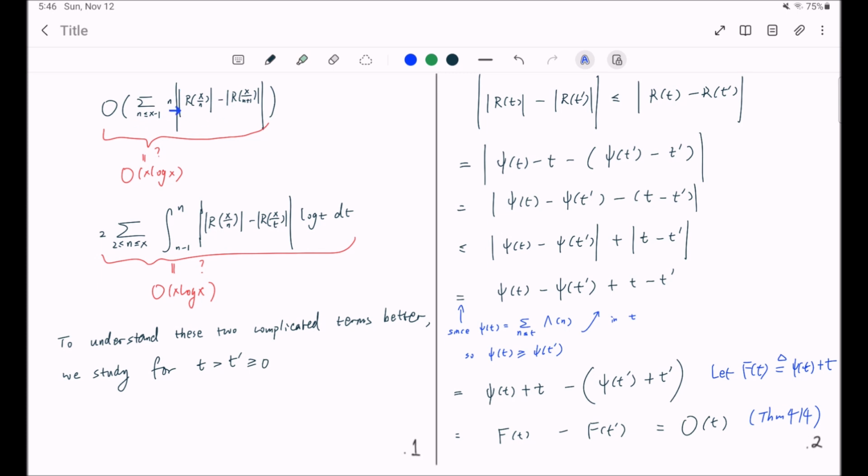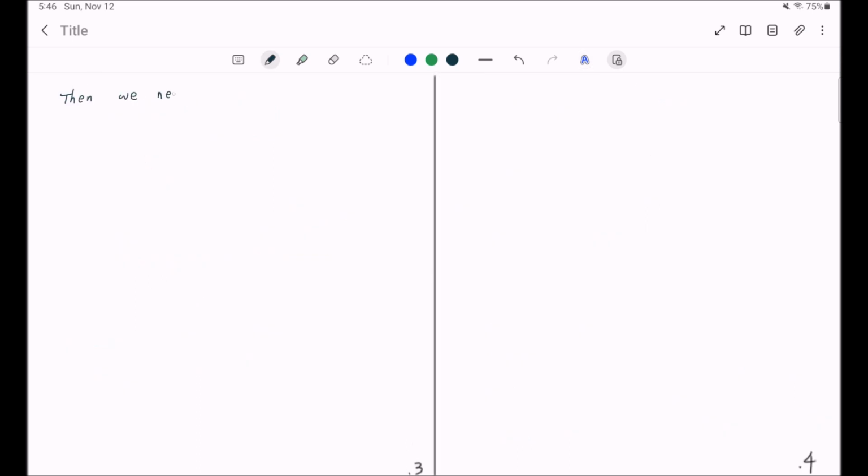Now, in view of this, we will study the following sum involving f: the summation for n less than or equal to x minus 1 of n times (f of x divided by n minus f of x divided by n plus 1). On one hand, by monotonicity of f, this is always bigger or equal to 0. Here, x is always a positive number, and actually we always assume it is bigger or equal to 2.